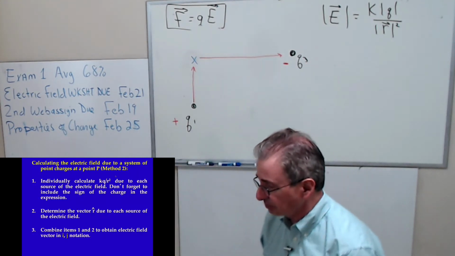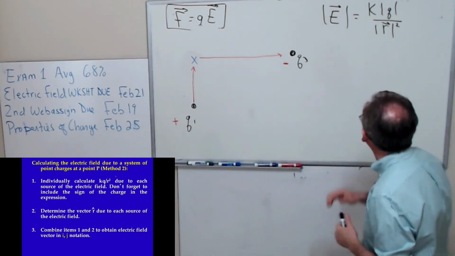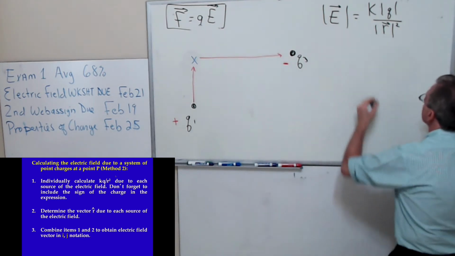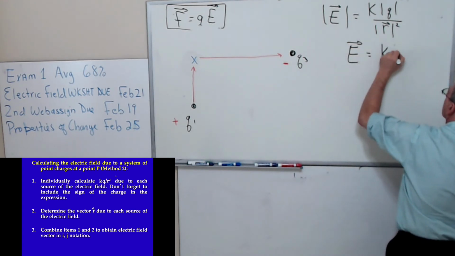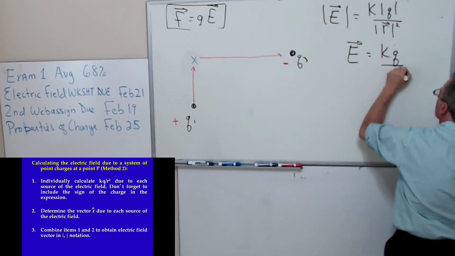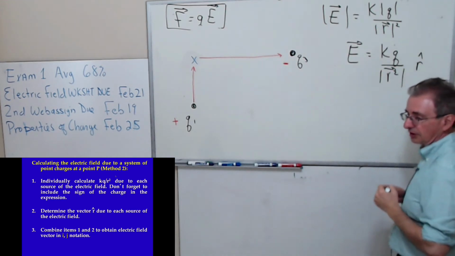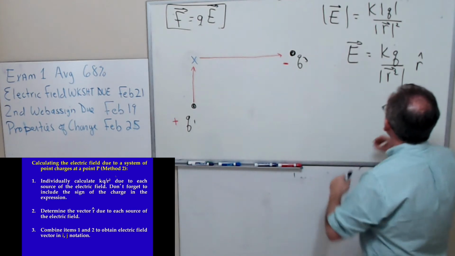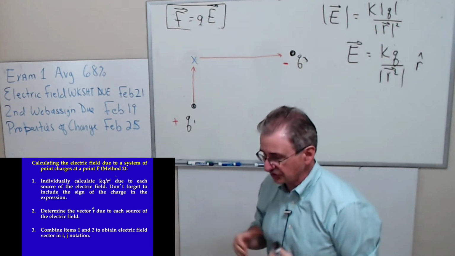Now there's a second method, and I'm going to show you the second method. The reason why I want to show you the second method is so that we get used to using the vector r hat. We've got to get used to using this vector r hat. So I'm going to do the same example using two different methods so you get to see how it works.